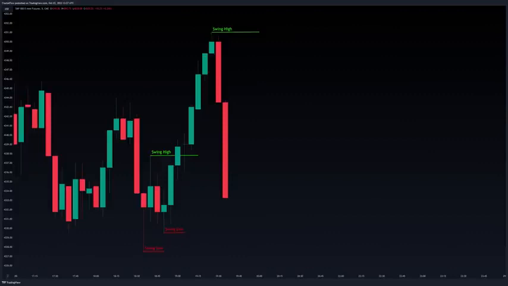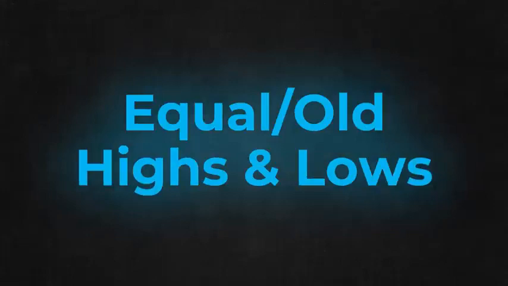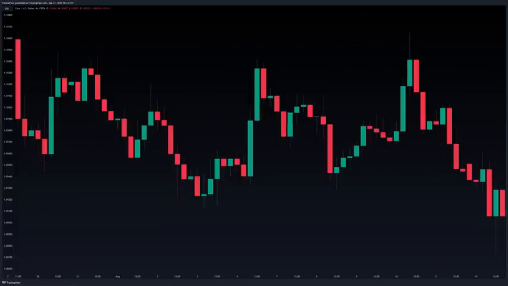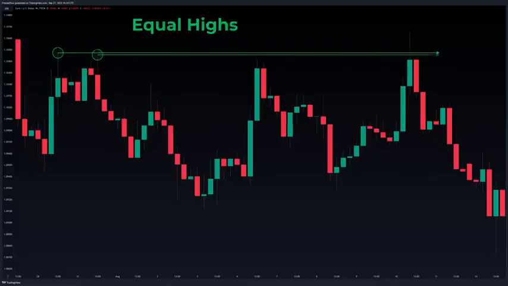Once we start to mark swing points in real price charts, it becomes clear that certain swing points cluster together while others remain isolated, giving rise to two distinct definitions of highs and lows called equal highs and lows and old highs and lows. In this chart, we can see an example of equal highs. Notice how three swing highs cluster together roughly in the same level.